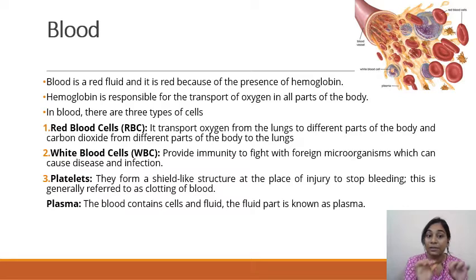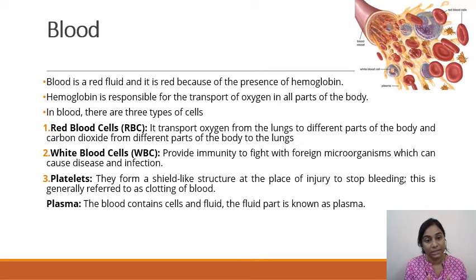Blood flows through the blood vessels. A blood vessel is a tube-like structure through which the blood travels. There are mainly three types of cells: RBC, WBC and platelets. RBC means red blood cell. It is red in color due to the presence of hemoglobin and it transports oxygen from the lungs to different parts of the body and carbon dioxide from different parts of the body back to the lungs.